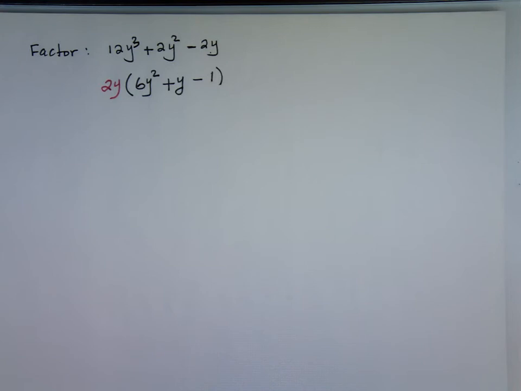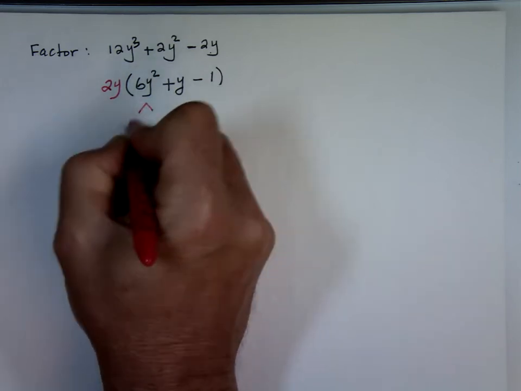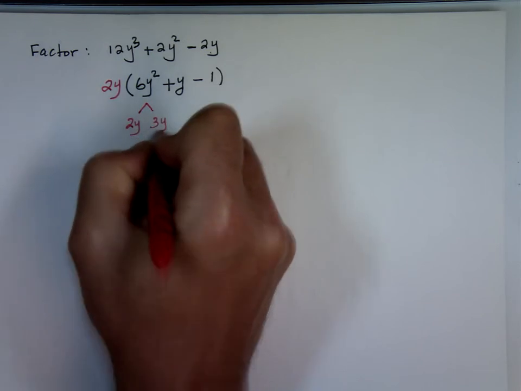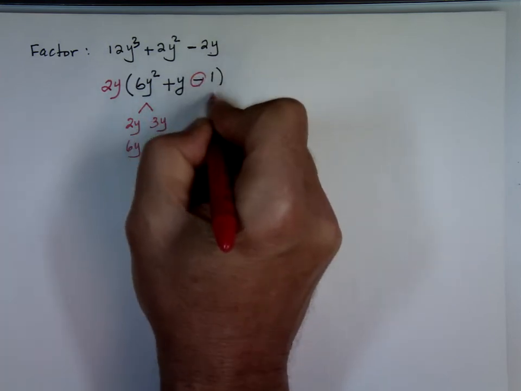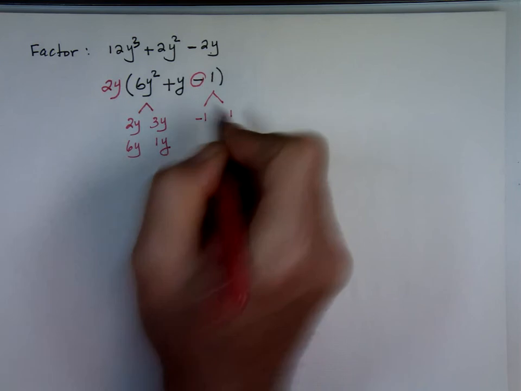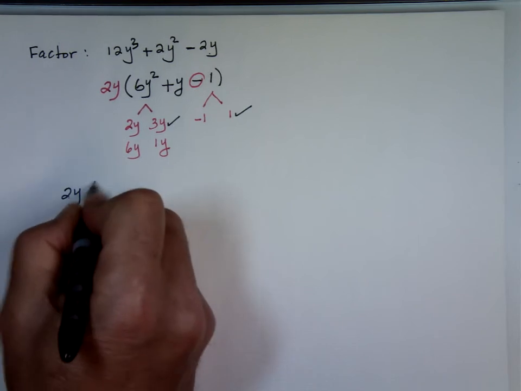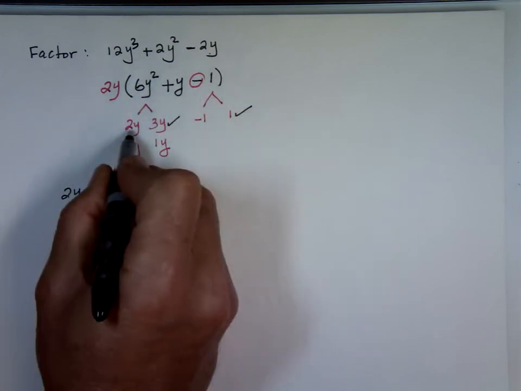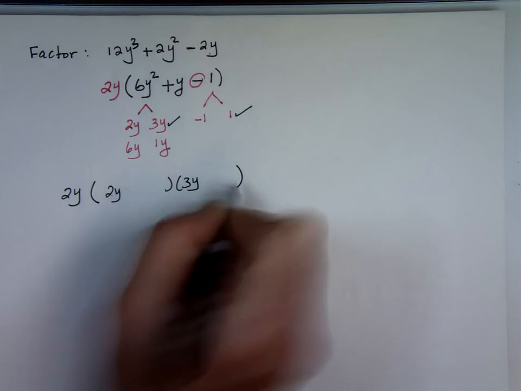And again, can I factor that? 6y squared, two options: 2y and 3y, or 6y and 1y. It's a negative, which means the signs are different. Negative 1 times 1. And let's try this with this and see if that will do it. Here's the 2y in the front. Leave it alone. And let's try to factor this. 2y and 3y. Let's put 2y here, 3y there. Let's put a minus 1 here, plus 1 here.